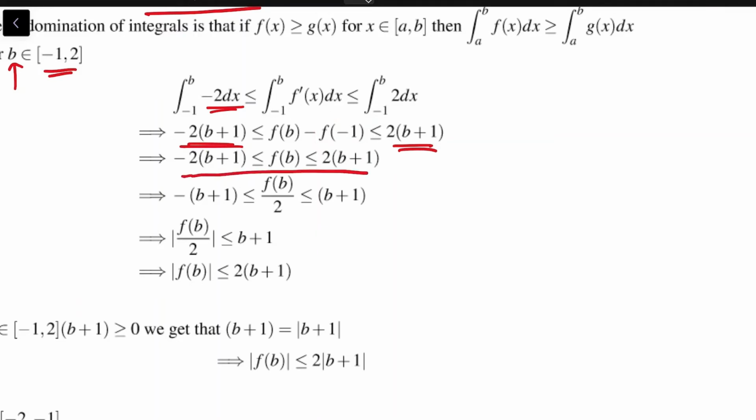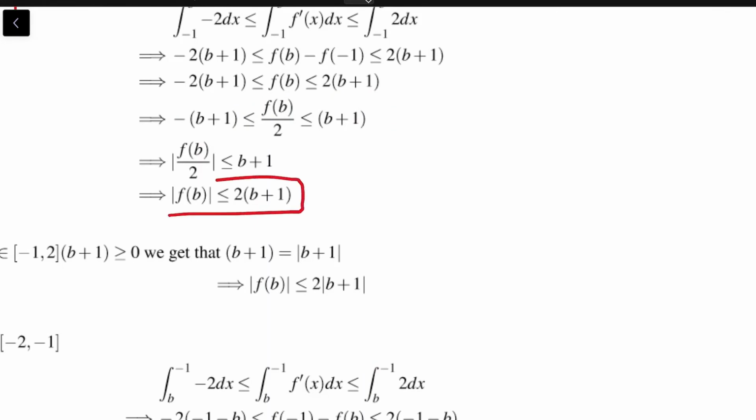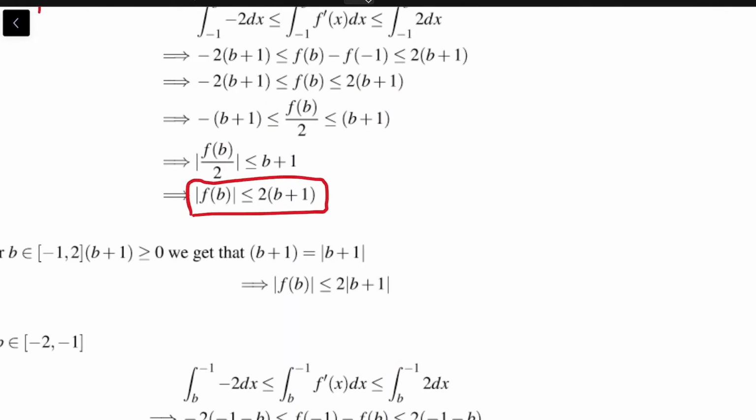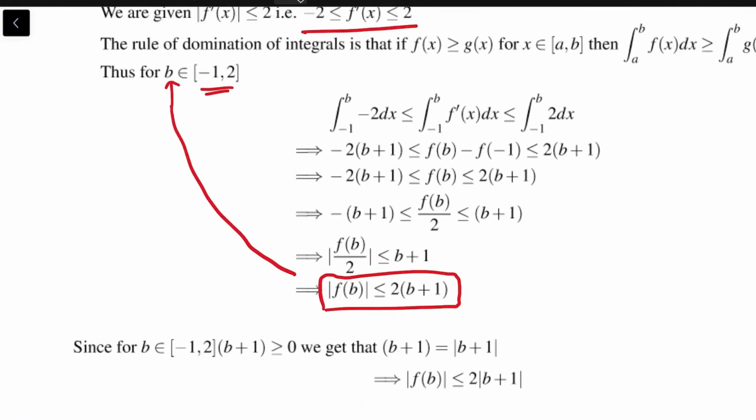So now what we are left with is an inequality in terms of f of b. Dividing by 2, we will get this, and it can be compactly written as the absolute value of f of b is less than or equal to 2 into b plus 1. Remember, this is for b belongs to minus 1 comma 2.